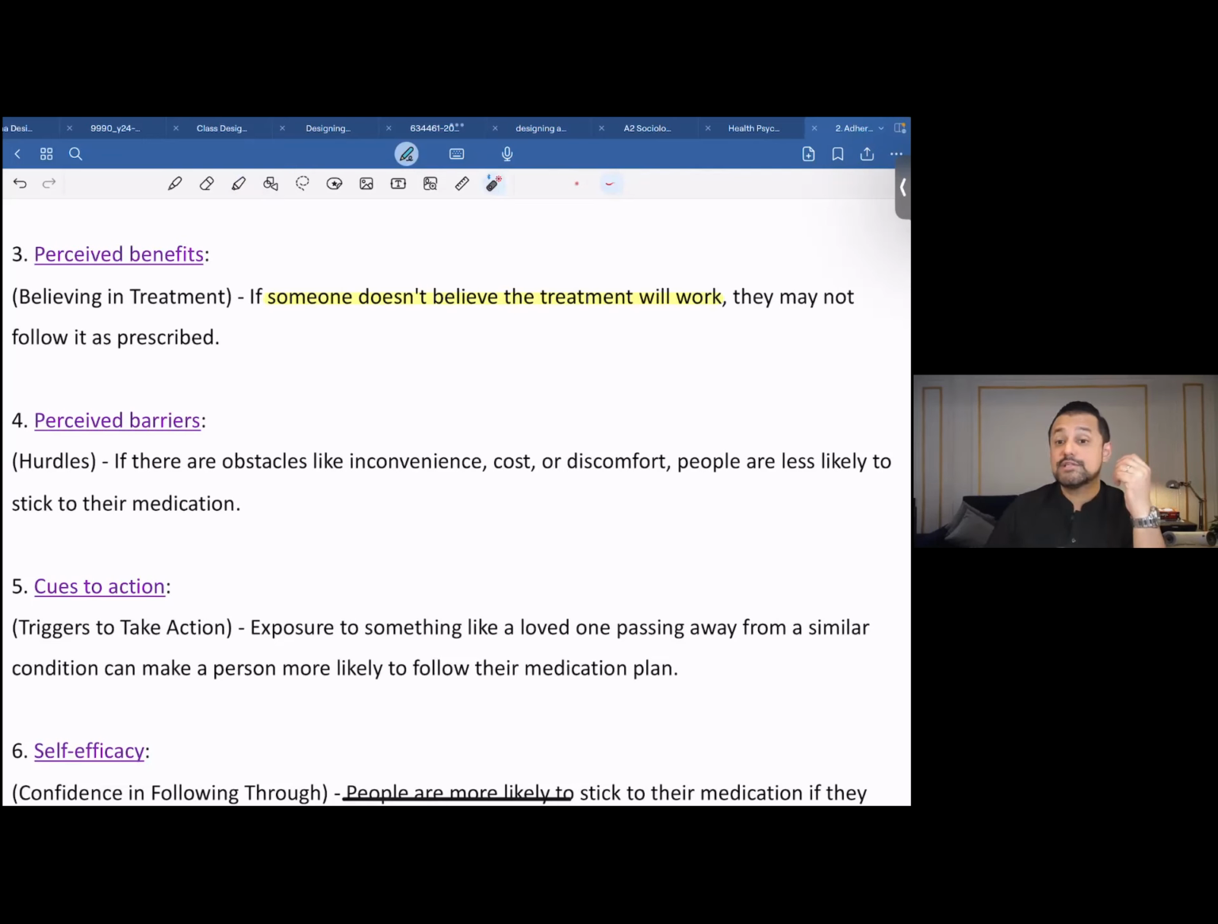The fifth point over here is cues to action, or anything that has happened that might have resulted in you changing your perception about your health or about health in general. So, triggers to action or cues to action. Exposure to something like a loved one passing away from a similar condition can make a person more likely to follow the medication plan. This, I think, is pretty self explanatory.